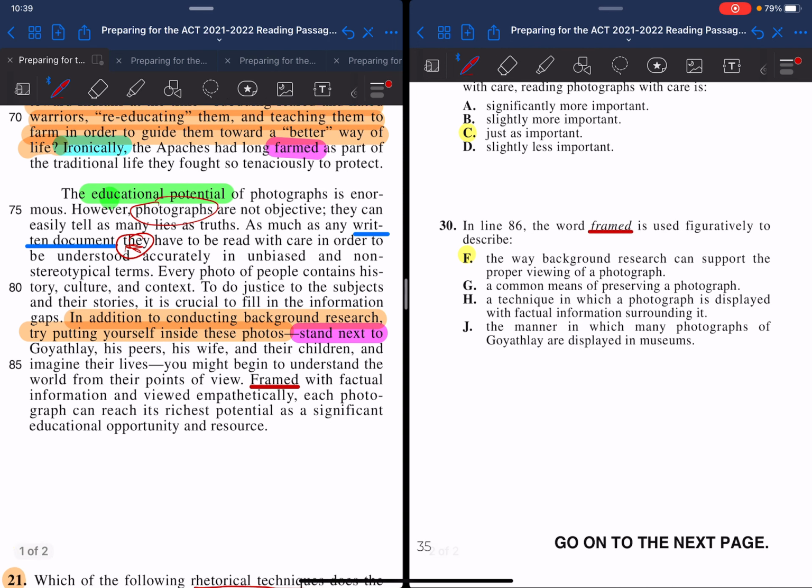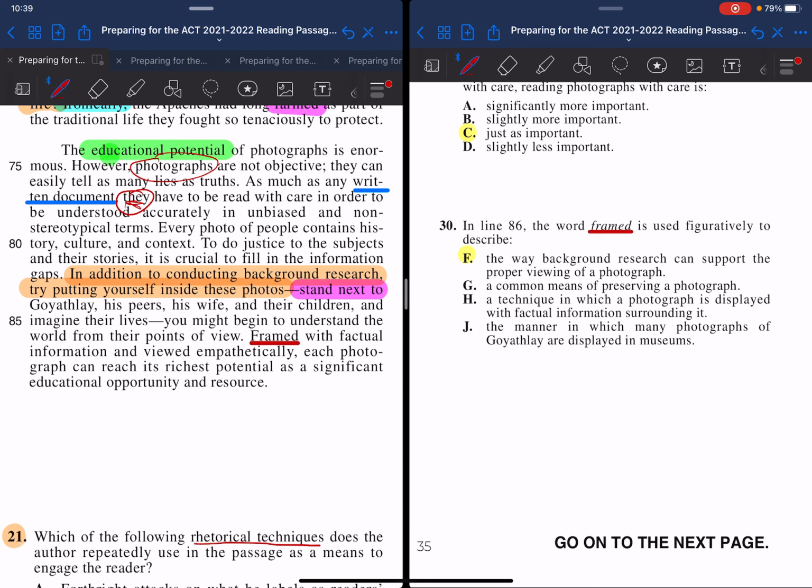And then finally, it says in line 86. So here they actually tell you where the word is. The word framed is used figuratively. So not literally framed, but it's used figuratively. It says, framed with factual information and viewed empathetically, each photograph can reach its richest potential as a significant educational opportunity and resource. So it's used figuratively. So we're not actually putting factual information around the image as a frame. Rather, we're using it as a way to give support to how we view a photograph.